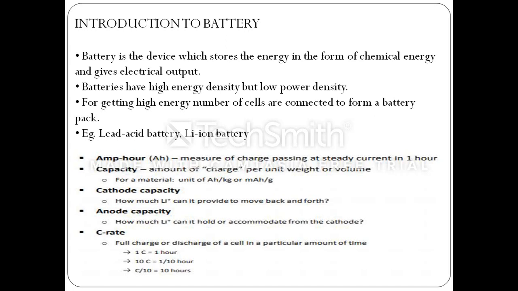So what is ampere hour? Ampere hour measures the charge passing at a steady state current in 1 hour. Now the capacity of a battery is the amount of charge per unit weight or volume of material, with unit of ampere hour per kilogram or milliampere hour per gram. So that is capacity.